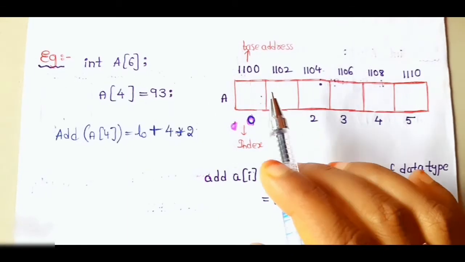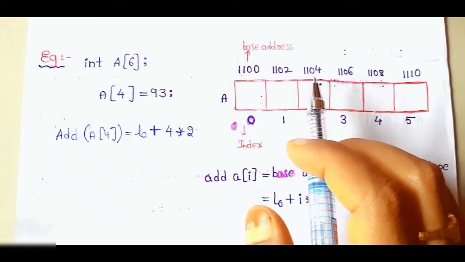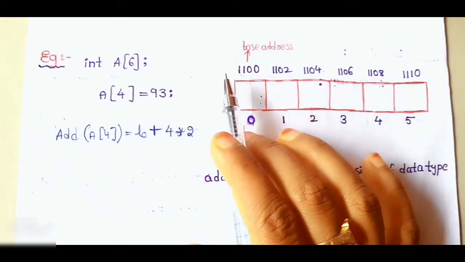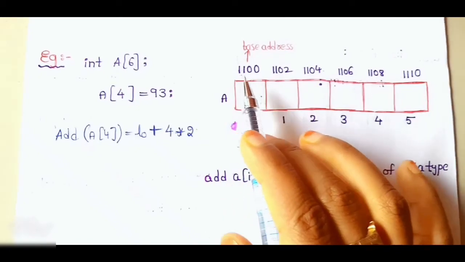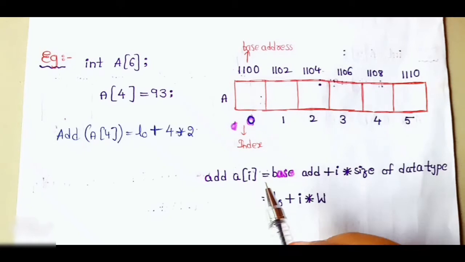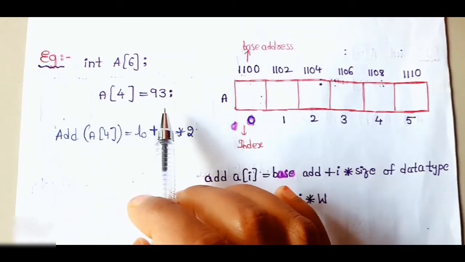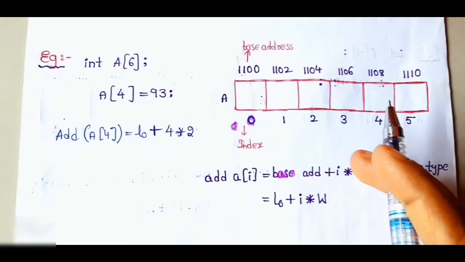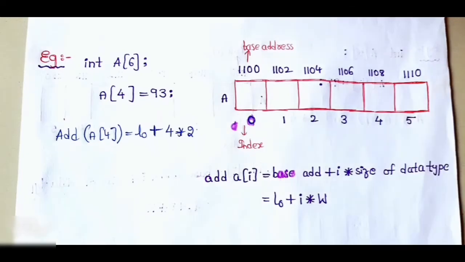Why have I taken 1100, 1102, 1104, 1106? Because I have used the data type as integer. For integer, the size of each element is 2. So 1100, 1102, 1104 and 1106, and so on. And this you call the base address L0. Now I want to find the element A of 4 equal to 93. I want the address of that element. In that address, the value 93 will be stored. So how can I find the address of that element?